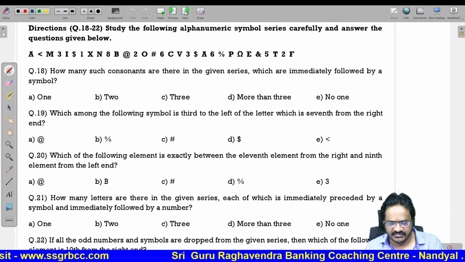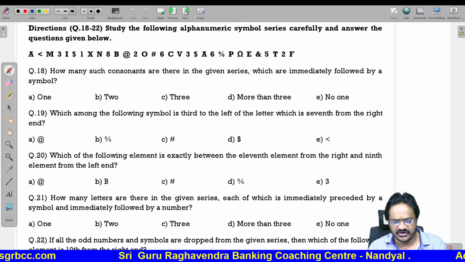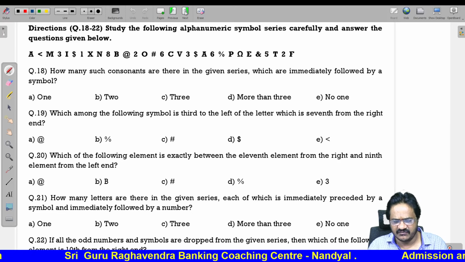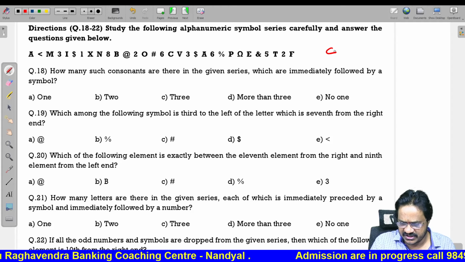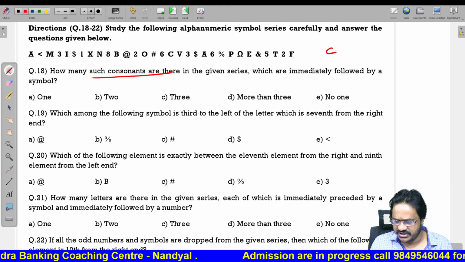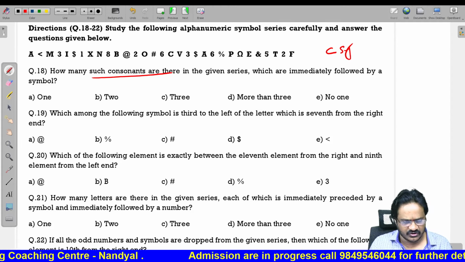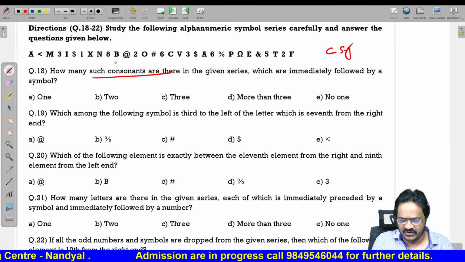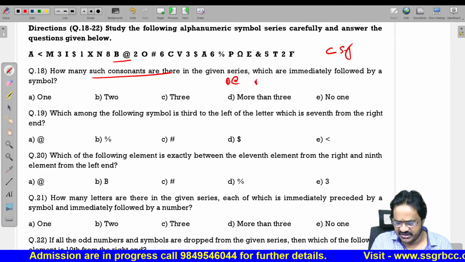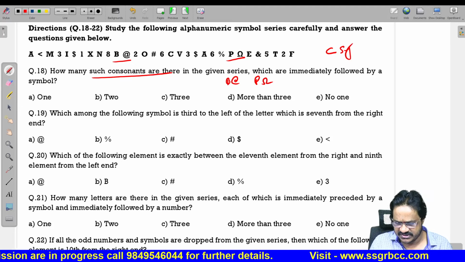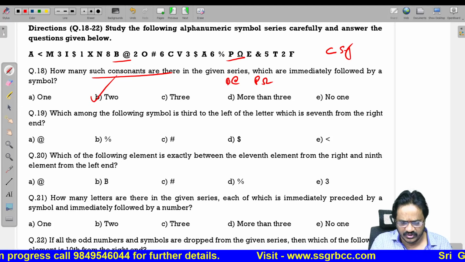This is called alphanumeric symbol series. Based on the alphabets, numbers and symbols, you have to answer. How many such consonants are there in the above statement which are immediately followed by a symbol? Consonant followed by symbol means we will get B at the rate, that is the first thing. Then P, this symbol, this is the second thing. So only 2 we are going to get.